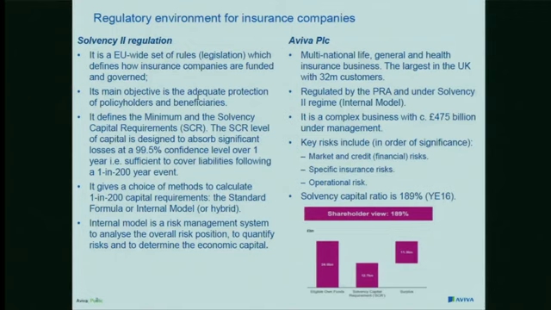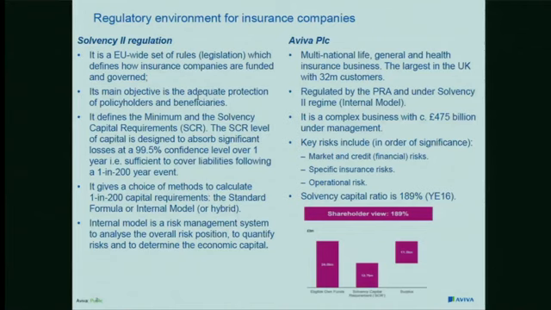It gives you a choice of methods for how to calculate these requirements. For small insurance companies, there is the standard formula developed by EIOPA, which is the European regulator. But multinationals like Aviva apply for an internal model or hybrid. So an internal model essentially is a risk management system.